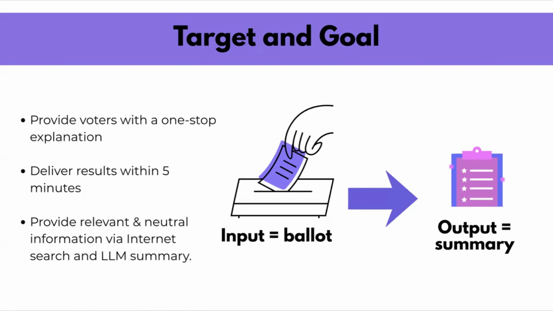Building on this alignment, our project has three main goals. The first is to provide voters with a one-stop explanation, including context, background research, and neutral summaries of arguments for and against the measure. The second is to deliver results within 5 minutes, enabling voters to make informed decisions quickly. The last one is to provide relevant and unbiased information by combining internet search with an advanced large language model, ensuring voters receive a clear and balanced view. Through this approach, we hope to make the voting process simpler, faster, and more informed, allowing voters to confidently understand and engage with ballot measures.